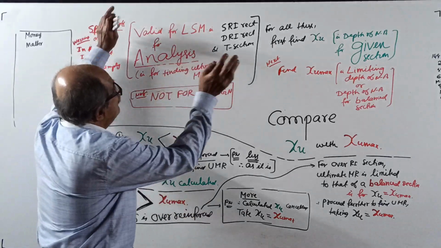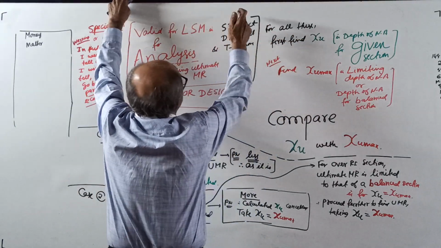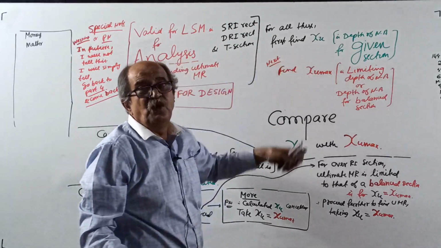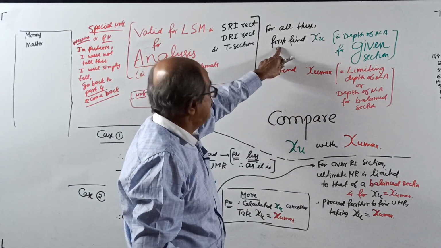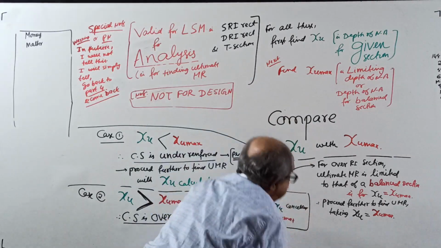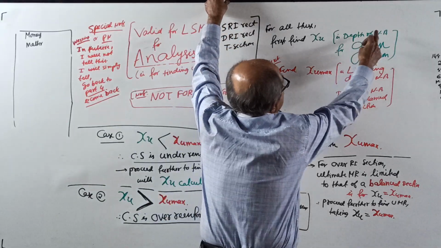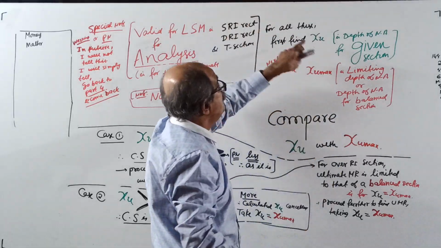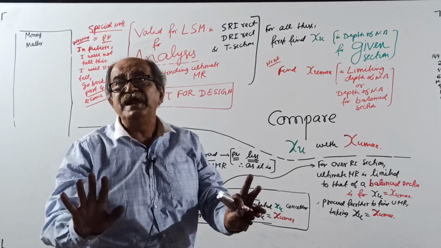Only for analysis, for all these means singly, doubly or T. This note will come when you find XU and proceed further. First find XU, as usual. See the color there? Color is green color. XU means depth of neutral axis for given section, or the calculated value. Sometimes people call it actual depth of neutral axis, not limiting.